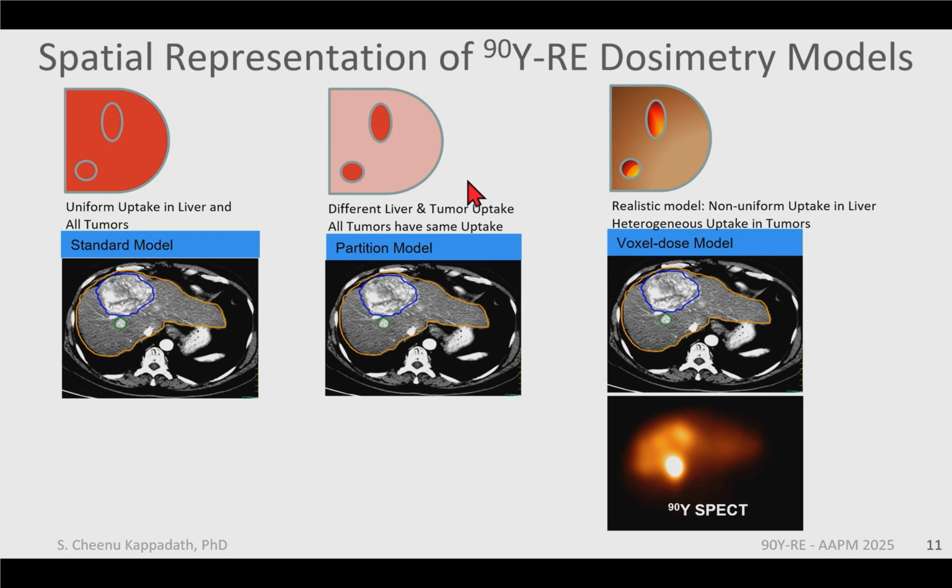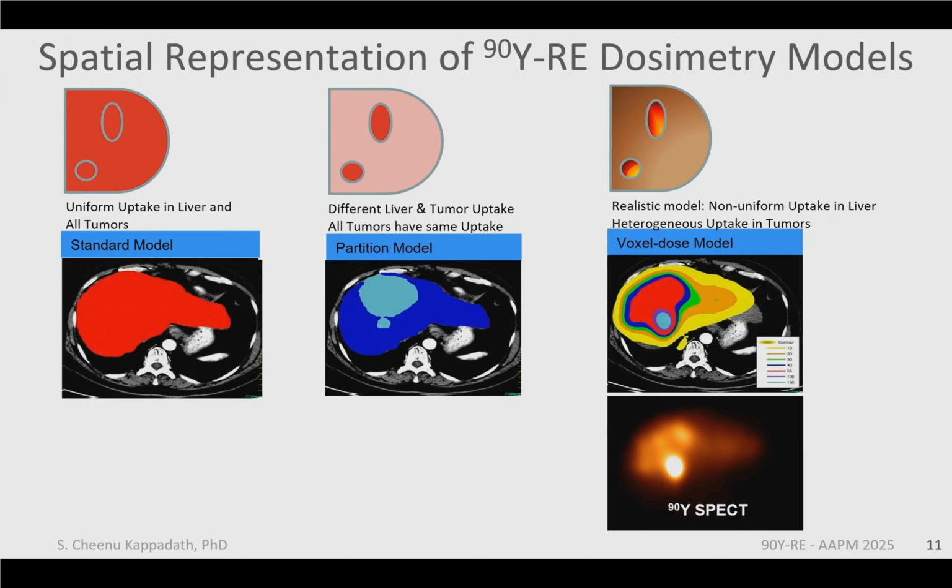So there was a model proposed called the partition model that recognizes that the tumors are going to have a level of uptake that is greater than the normal liver. So let's characterize and capture that. It's called the partition model, and that model has been around since 1996, so it's not a new model per se. And then more recently, in the last 10 years or so, this concept of voxel dosimetry has evolved, where we're actually tracking what the activity is in an individual voxel and what the dose is on that. So let's see how these models actually manifest in the calculation.